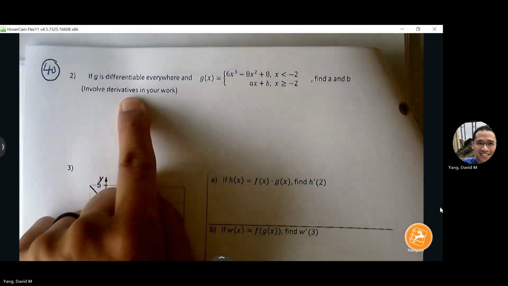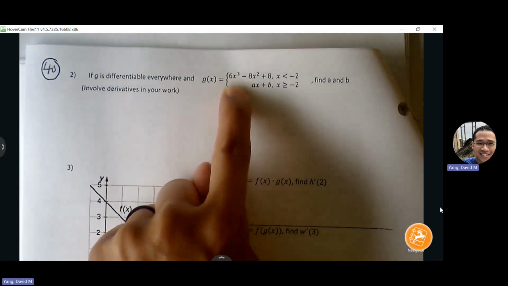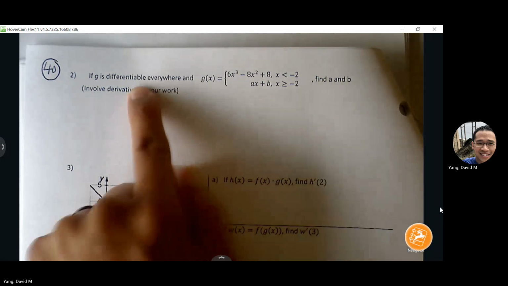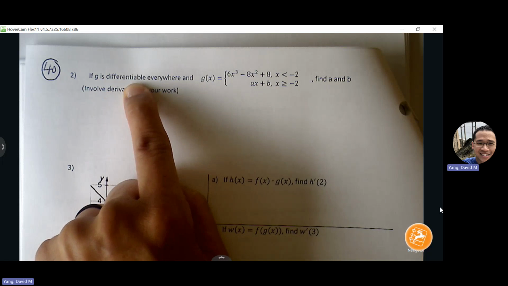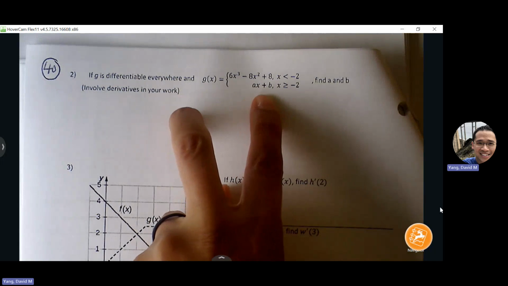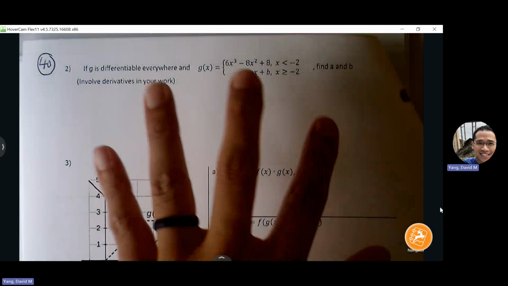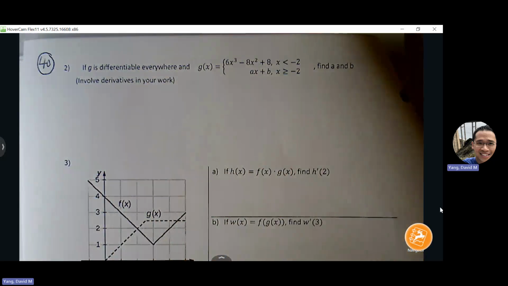We have a differentiable problem, solving for A and B. If G is differentiable everywhere. If you see the word differentiable, just understand it means two things: continuous and differentiable, but rather than saying continuous, they just say differentiable. We have to go through two columns, right? Treat A and B like constants. We'll go through an example of that, but I'm going to save this for you to do on your own or wait for me to do it on Friday with you.